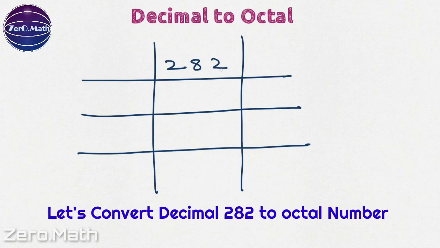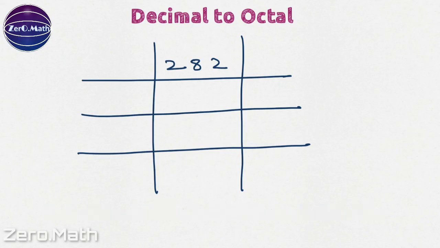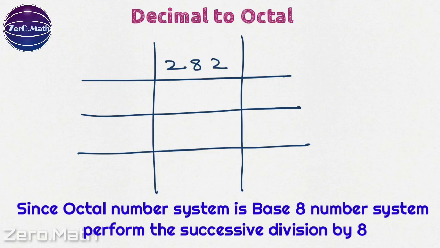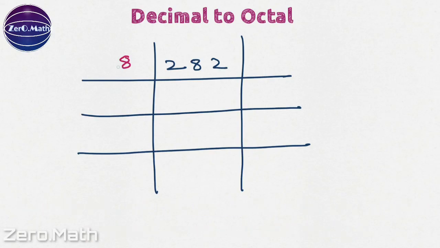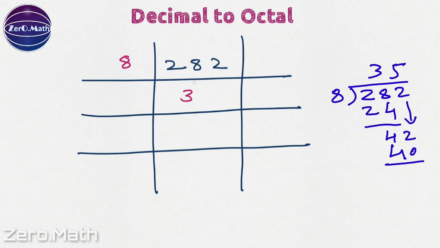Let us convert 282 base 10 to the octal number now. The octal number system is a base 8 number system, and since we are converting decimal to octal, we will perform successive division by the number 8. So let's divide 282 by 8. So 8 threes are 24. If we subtract 24 from 28, we will get 4 as a remainder. Let's take this 2 down, so it will be 42. 8 fives are 40, so we will get 2 as a remainder. 42 minus 40 is equal to 2.